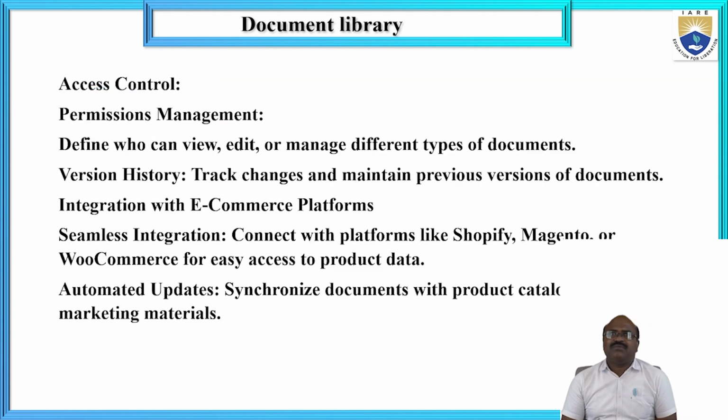Access control and permission management is one of the important things: how to define who can view, edit, or manage different types of documents. Version history or track changes maintains the previous versions of the documents. Integrations with e-commerce platforms means seamless integration with platforms like Shopify, Magento, or WooCommerce for easy access to product data. Automated updates are also there, which is treated as digital documents in the library. Synchronizing documents with the product catalog and marketing materials is also required.